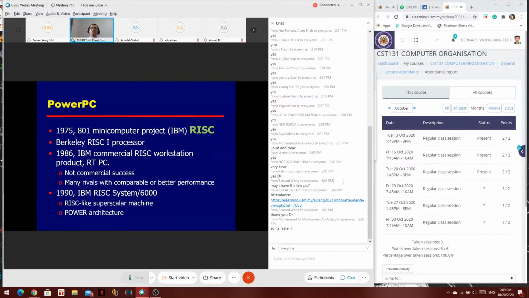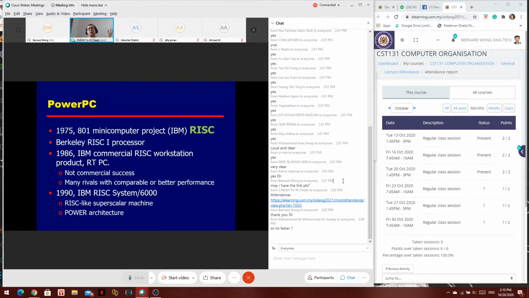Aside from the Intel machines, once upon a time, IBM and Apple also had their own series of processors. But now I think they have stopped making machines based on their architecture. Once upon a time, this PowerPC architecture was also very popular. And the PowerPC is basically a RISC machine, RISC meaning a reduced instruction set computer.